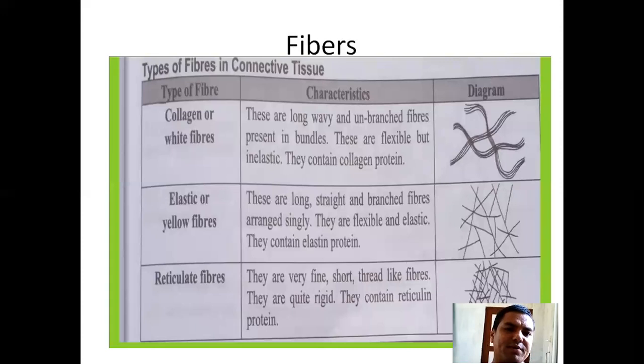Now, the third component of connective tissue is fibers. It consists of three types of fiber: collagen or the white fibers, elastic or yellow fibers, and reticulate fibers. Collagen fiber is long and unbranched, and consists of collagen protein. Elastic fibers are long, straight, branched, and consist of elastin protein. Reticulate fibers are very fine, short, thread-like fibers, and consist of reticulin protein.